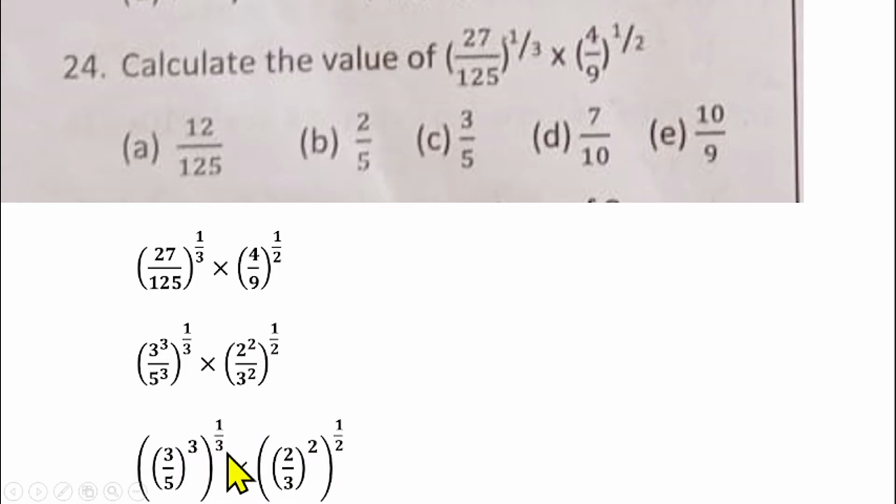So 3 will multiply 1 over 3, that gives us 1. 2 will multiply 1 over 2, that gives us 1 as well. So we'll have 3 over 5 times 2 over 3. 3 will take care of 3, so we'll have 2 over 5 left, which makes option B the right answer for question number 24.